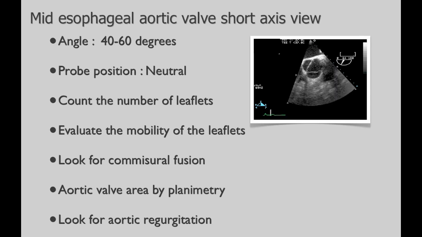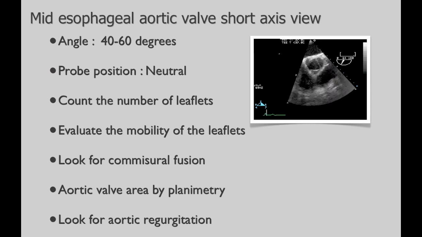The mid-esophageal aortic valve short axis view is achieved in the mid-esophagus in an omniplane angle of 40 to 60 degrees with a focus on the right side of the heart. The probe is often in neutral, but sometimes can be antiflexed to enhance image acquisition. It's important to note the number of leaflets should be 3 on the aortic valve, and you should be able to see 3 equal and symmetric leaflets in a normal aortic valve.